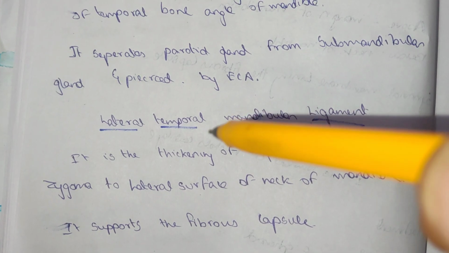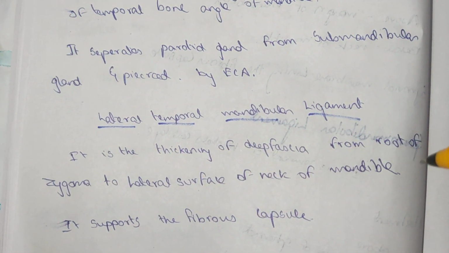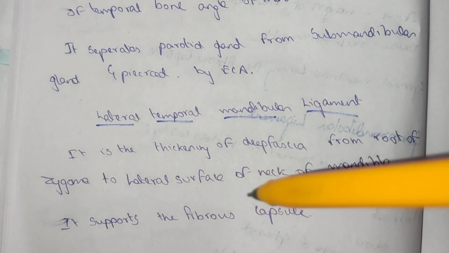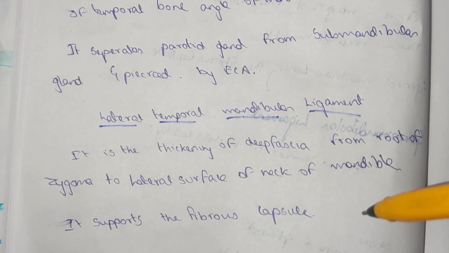Next is the lateral temporomandibular ligament. It is a thickening of the deep fascia from the root of the zygoma to the lateral surface of the neck of the mandible. It supports the fibrous capsule.